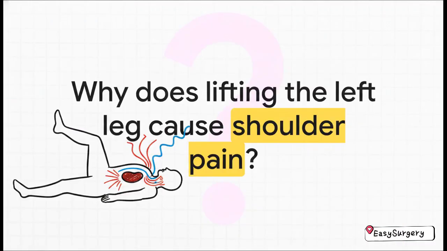Picture this. A patient comes into the ER with abdominal pain. You lift their left leg and bam, suddenly they're complaining of sharp pain right up in their left shoulder tip. So why exactly does that happen? Well, it's the classic Kerr's sign.